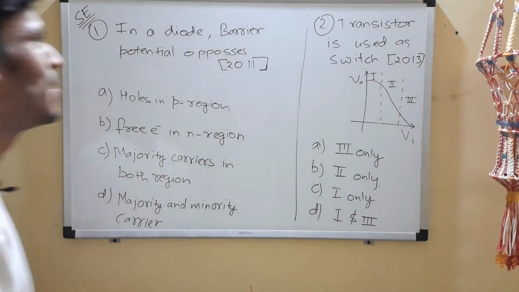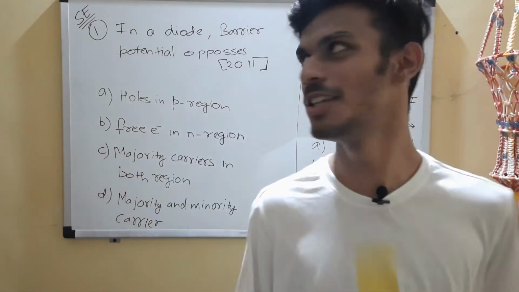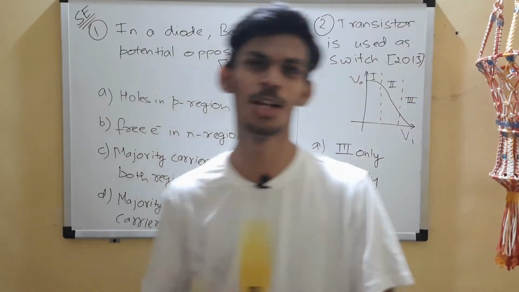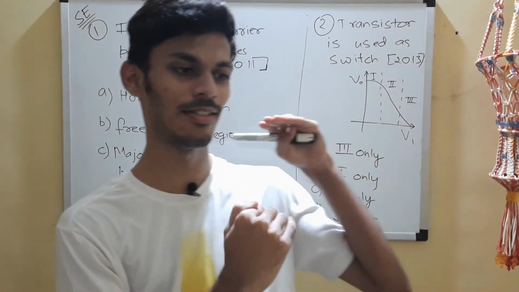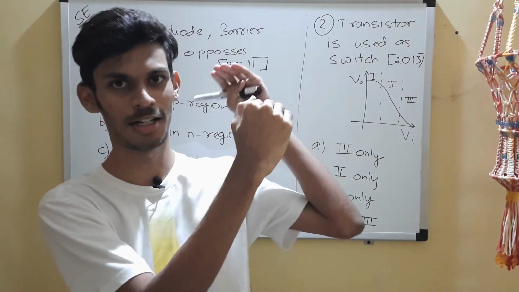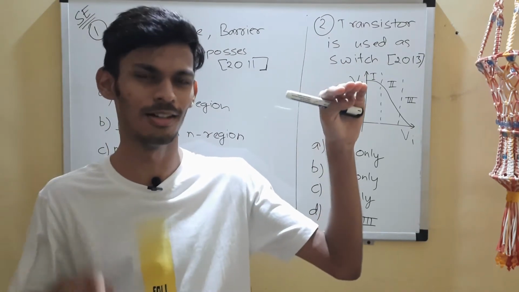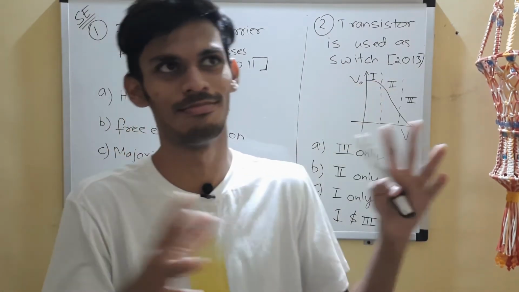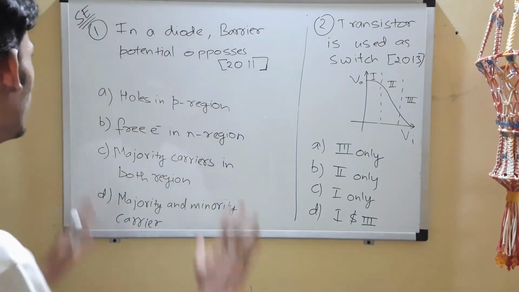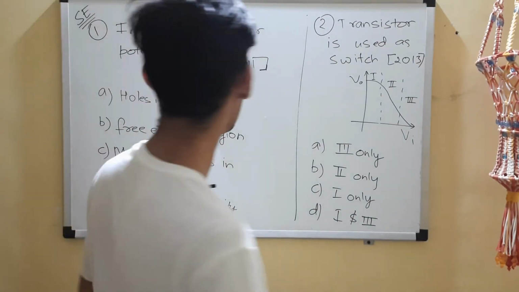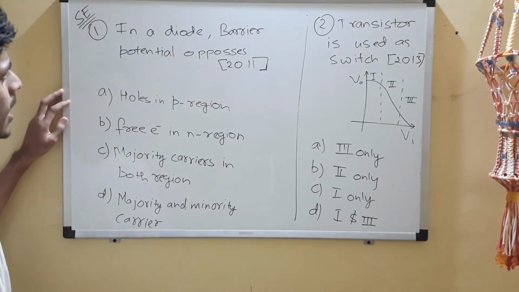So question 1 and 2 over here from our new journey from the super easy category. Those who don't know about this, we begin with the super easy category. We go to the easy category, easy, moderate, moderate. Okay, so baby steps from the simplest question of the day to the toughest question. Okay, so anyways, let's come to question 1, which is from 2011. In a diode, barrier potential opposes.